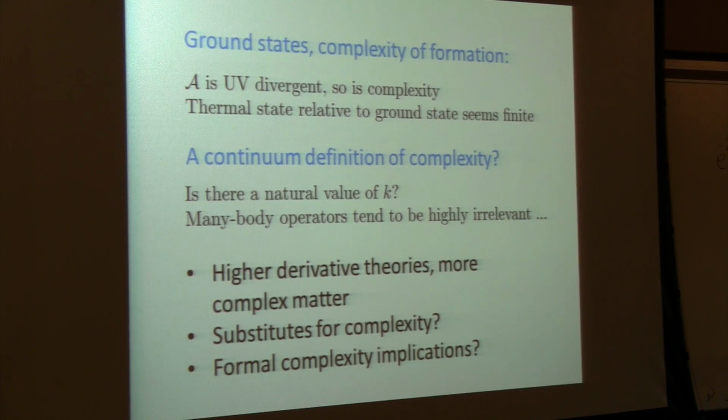Another interesting question, going back to this definition of complexity, is: is there really a natural continuum notion of complexity? Is there, for example, a natural value of K, of the K-locality in the Hamiltonian? One reason I think there might be is that many-body operators tend to be highly irrelevant, so they don't affect the low energy dynamics. So you might think that for a good continuum limit theory, maybe there are effectively few-body operators in some appropriate sense that are important. So maybe there is actually an effective notion of K that's valid more generally across some class of field theories. Okay, a lot of other things you can think about.